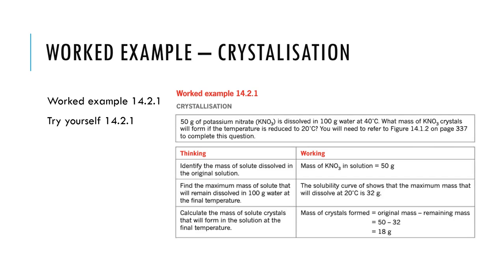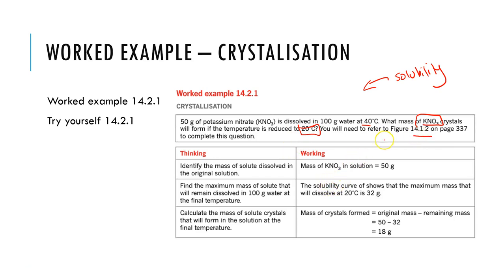Okay, so if you have a look at this one here, we're told that 50 grams of potassium nitrate is dissolved into 100 grams of water at 40 degrees C. So you would go back and look at the solubility curve that we looked at in our previous video, but is also in your textbook. And the question asks us, what mass of potassium nitrate crystals will form if the temperature is reduced to 20 degrees C? It's telling us to go back and look at the solubility curve.